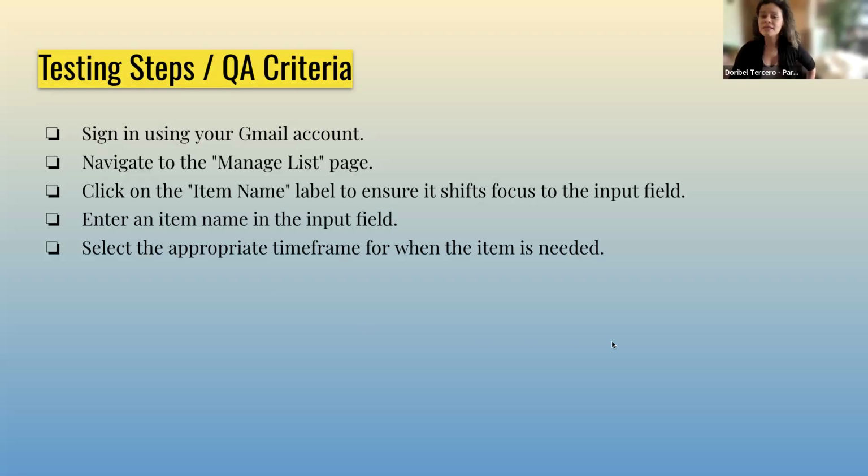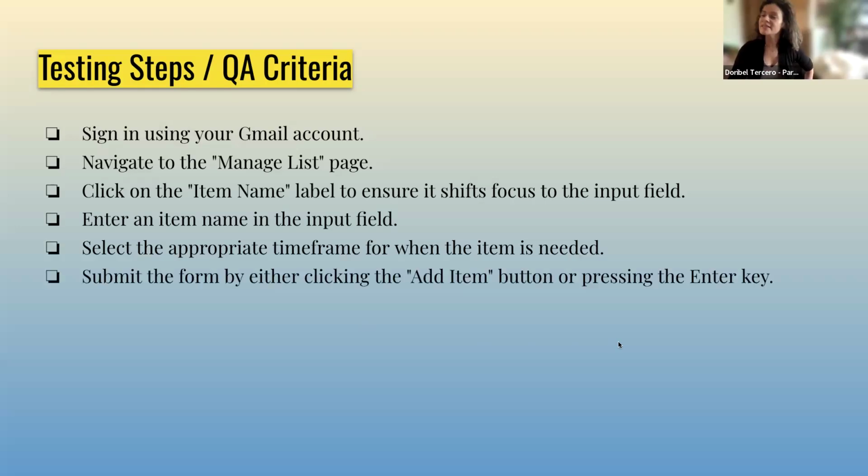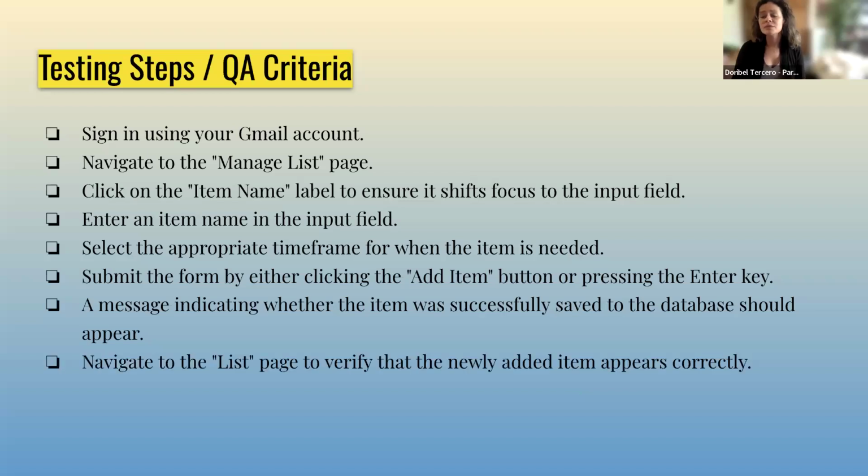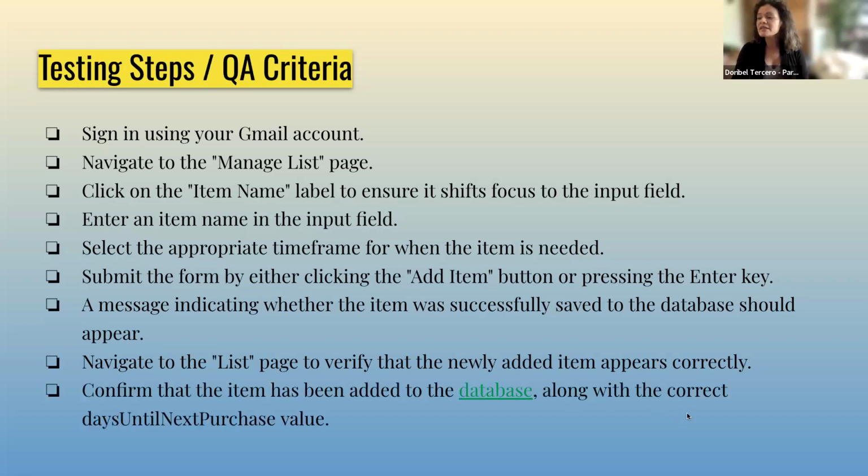Select the appropriate time frame for when the item is needed, and submit the form by either clicking the add item or pressing the enter key. And then a message indicating whether the item was successfully added to the database or not should appear. And then the user is to navigate to the list page to verify that the newly added item appears correctly. Finally, confirm that the item has been added to the database along with the correct days until next purchase value.